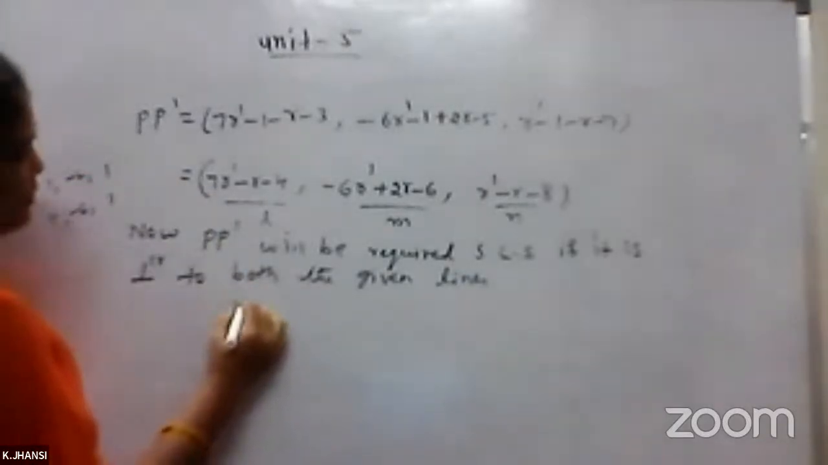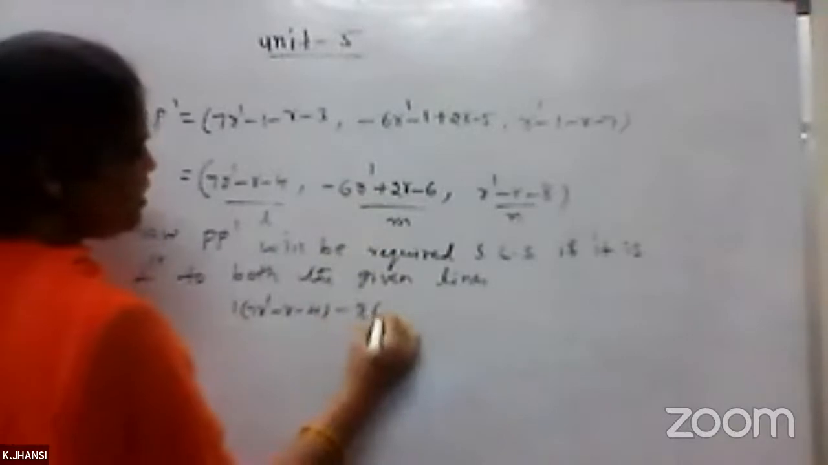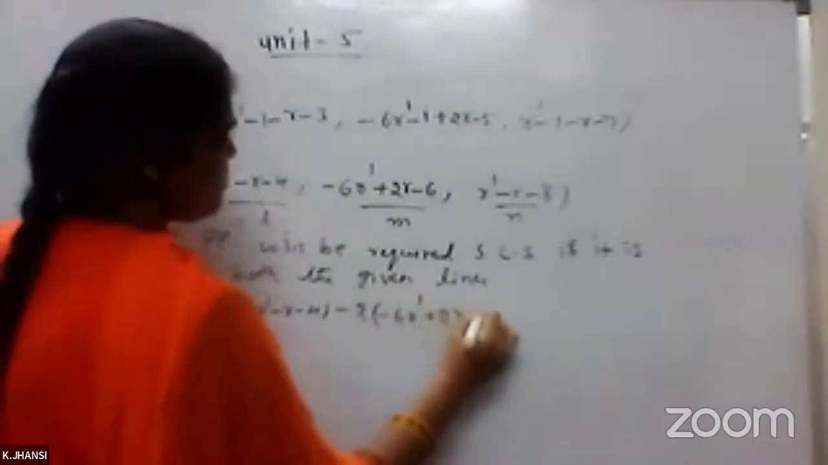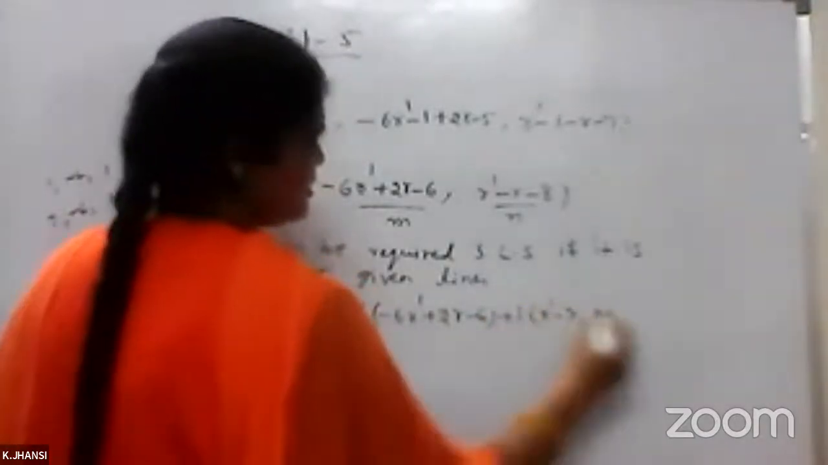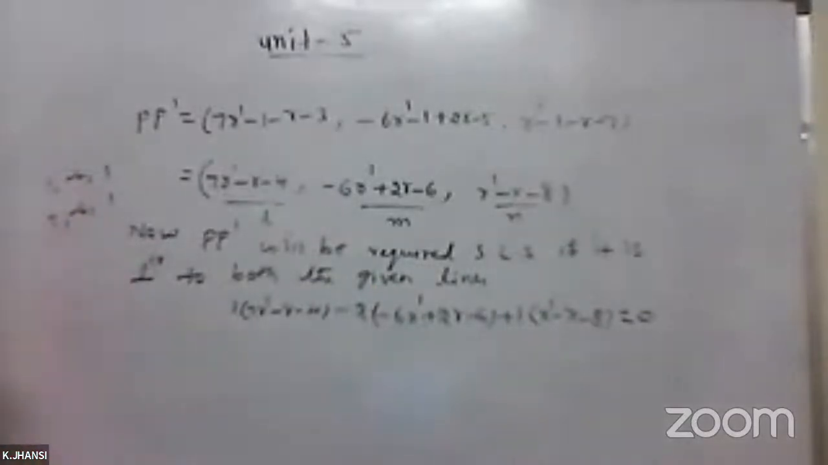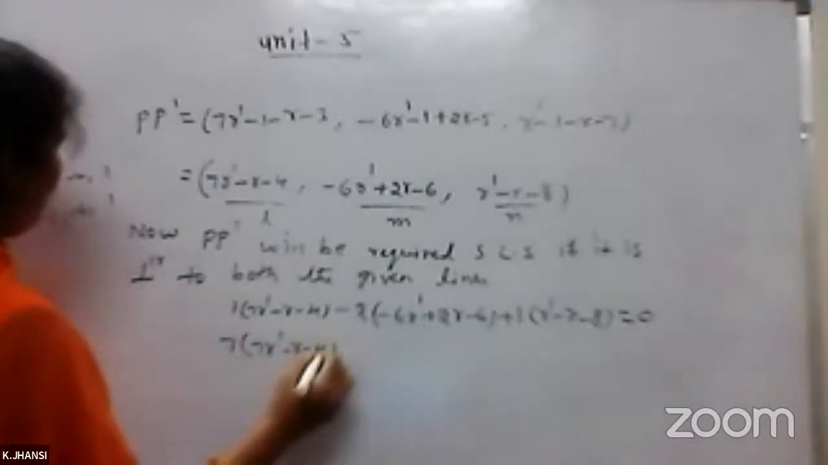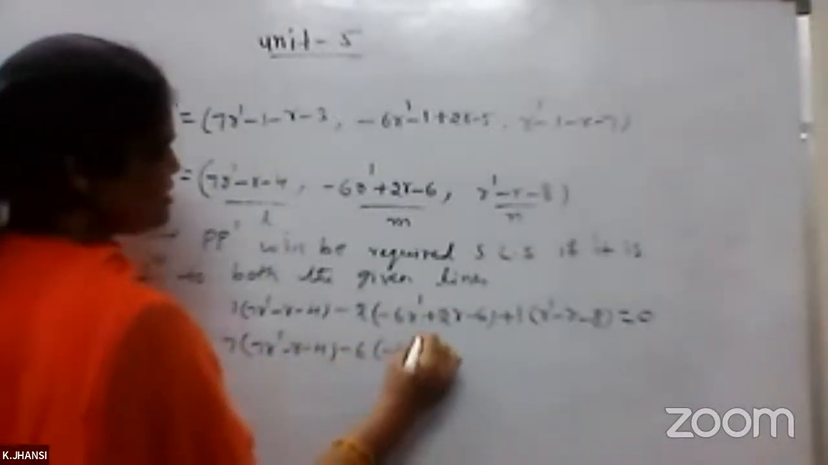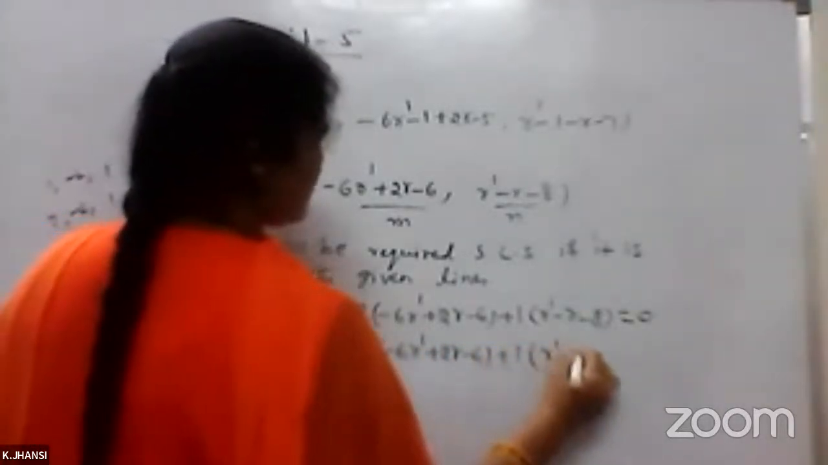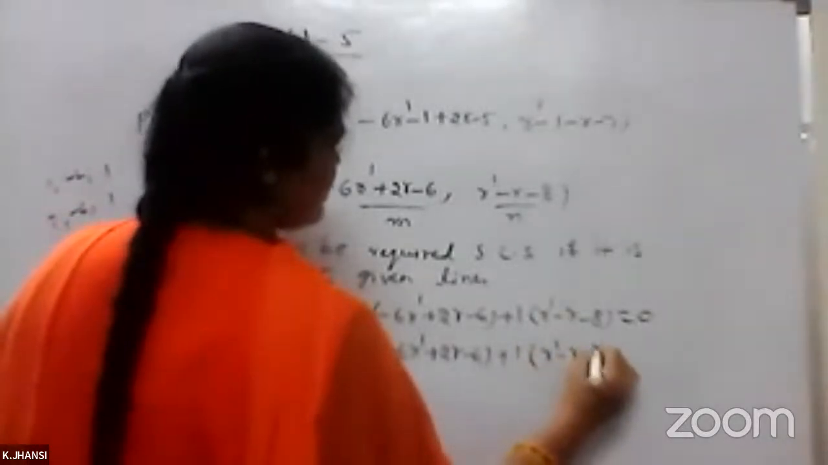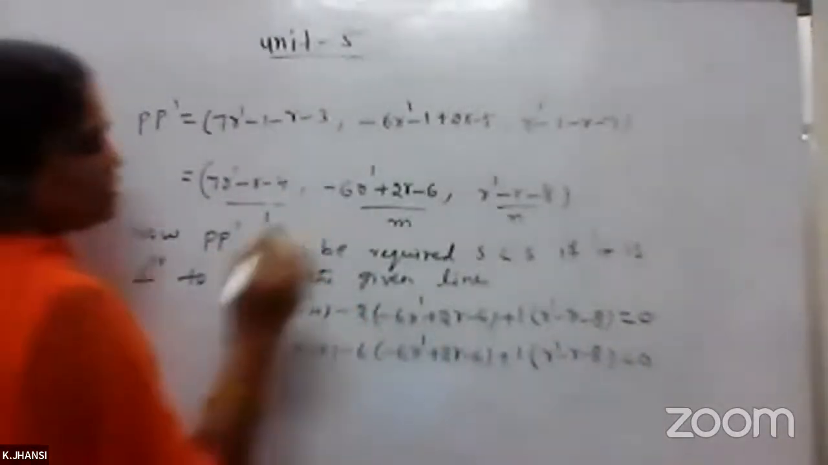So 1 into (7r dash minus r minus 4) minus 2 into (minus 6r dash plus 2r minus 6), after that plus 1 into (r dash minus r minus 8) equals 0. Next, for the second one, it is 7 into (7r dash minus r minus 4) minus 6 into (minus 6r dash plus 2r minus 6) plus 1 into (r dash minus r minus 8) equals 0. Okay. So when you simplify this, the third and fourth are completed.